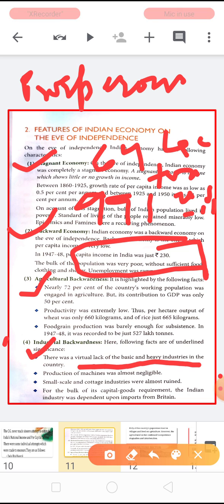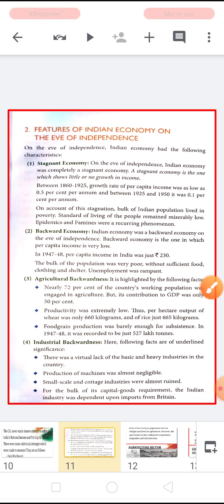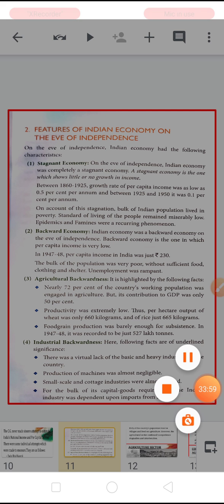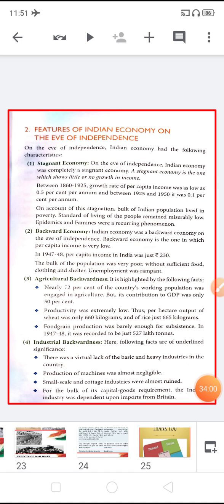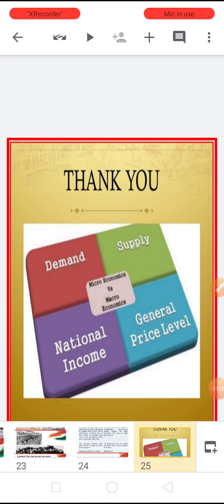So, children, this is all the condition of India's economy on the eve of independence. So, children, that's all for today, and in the next video we are going to cover the next topics of this chapter.